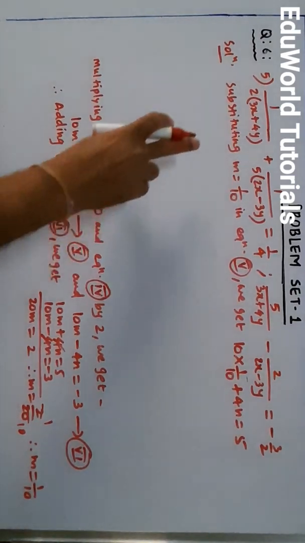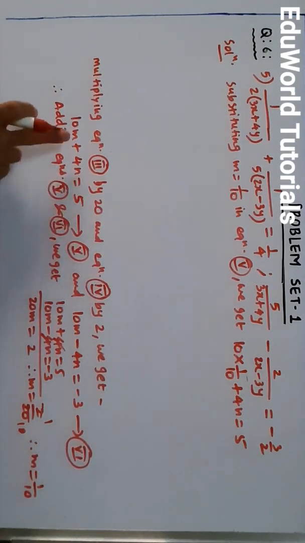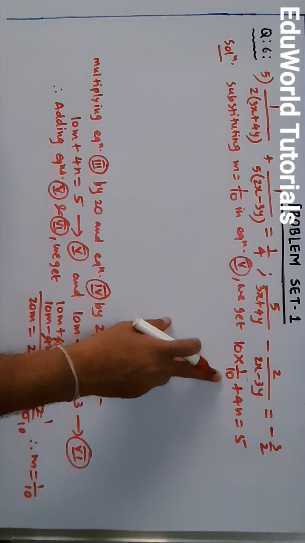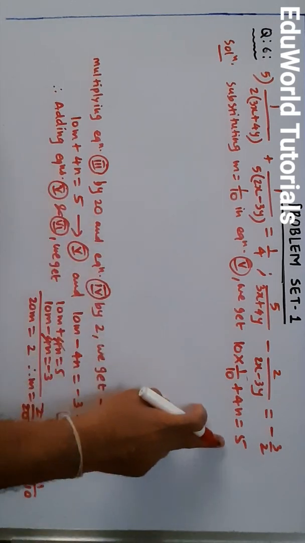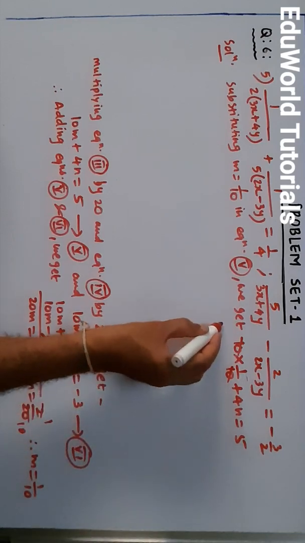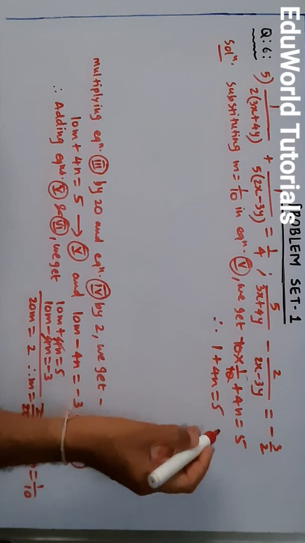So substituting m equal to 1 upon 10 in equation number 5, this is equation 5, 10m. So 10 multiplied by the m value, which is 1 upon 10, plus 4n equal to 5. So this 10 and this 10 will get cancelled. So what do we get is 1 plus 4n is equal to 5.